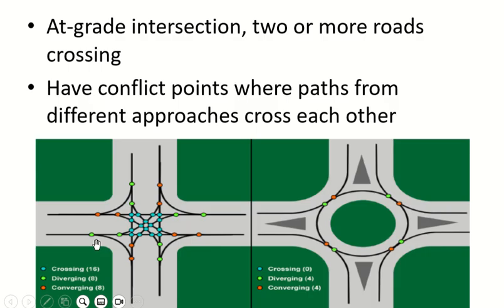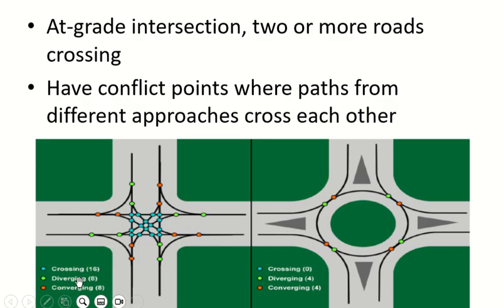Diverging is when two vehicles are coming from the same direction but they are going in different directions ahead. So this green one, for example, both of them are coming from west, but one of them will continue towards east and the other one will take a turn towards south. And this one, again, both of them coming from the west, but one of them will take a left turn, the other one will go straight. So this is diverging.